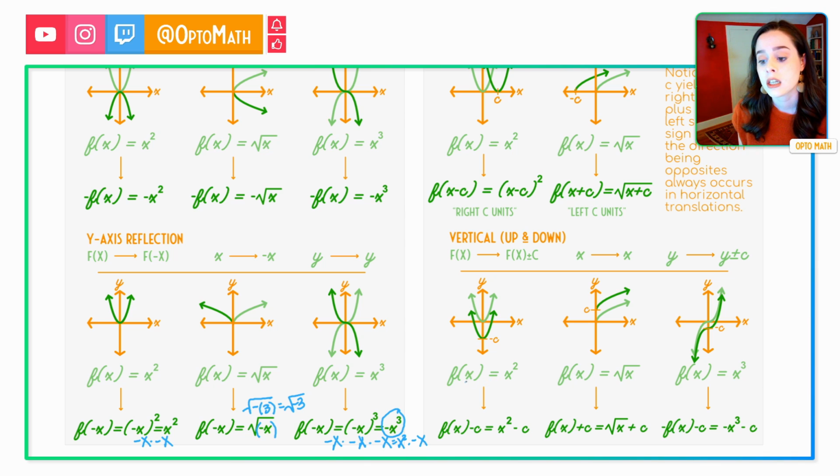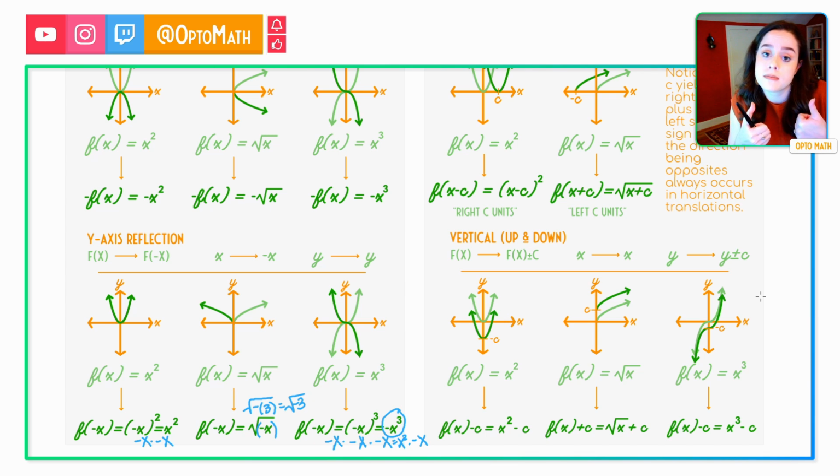So let's take a look for our quadratic. If we subtract c on the outside, then we go down c units. We can see that it's from the light green to the dark green. We've gone down c. If we add c on the outside for our square root or for any function, we're going to go up c. Now let's look at our cubic. We have subtracted c on the outside and we've gone down c. So for vertical, it's a little less confusing than our horizontal. If you're adding, you're going up, just like you'd think. And if you're subtracting, you're going down, just like it makes sense, right? Because you're going towards the positive y's and towards the negative y's.